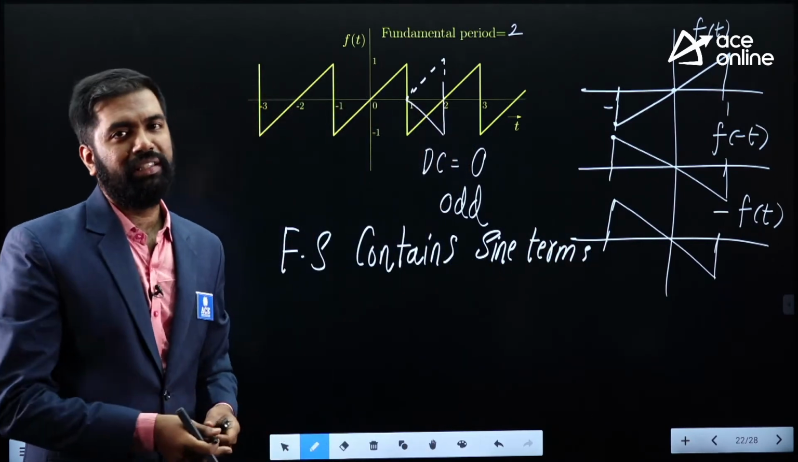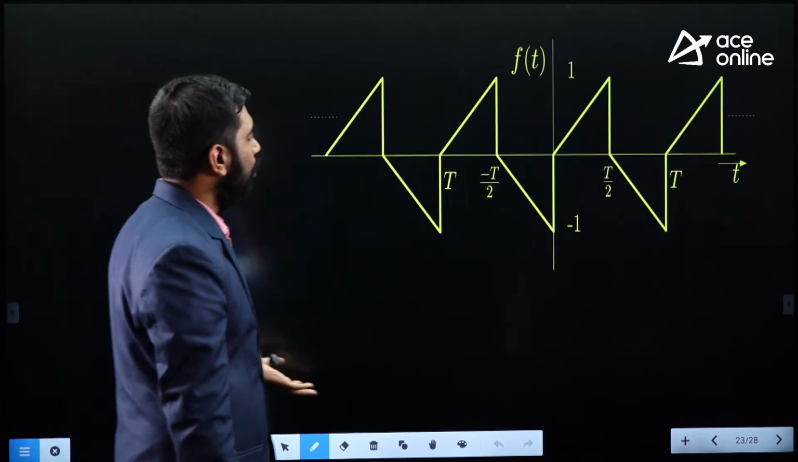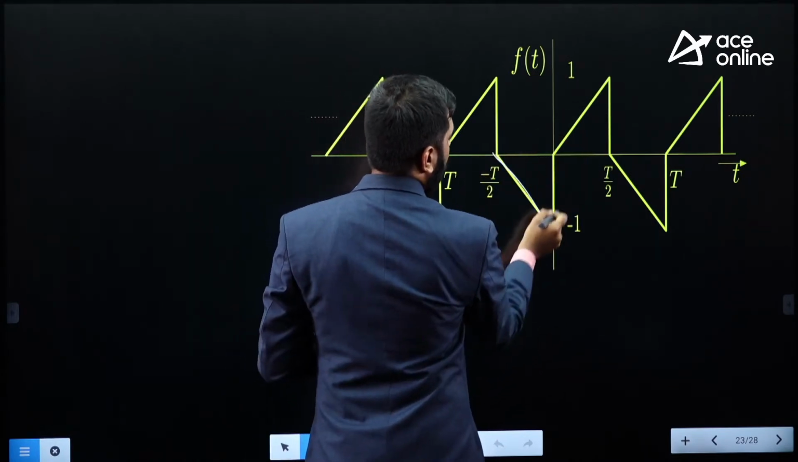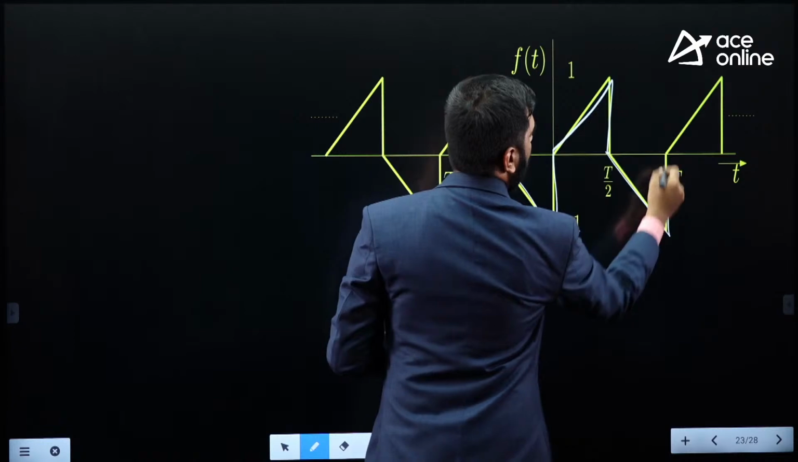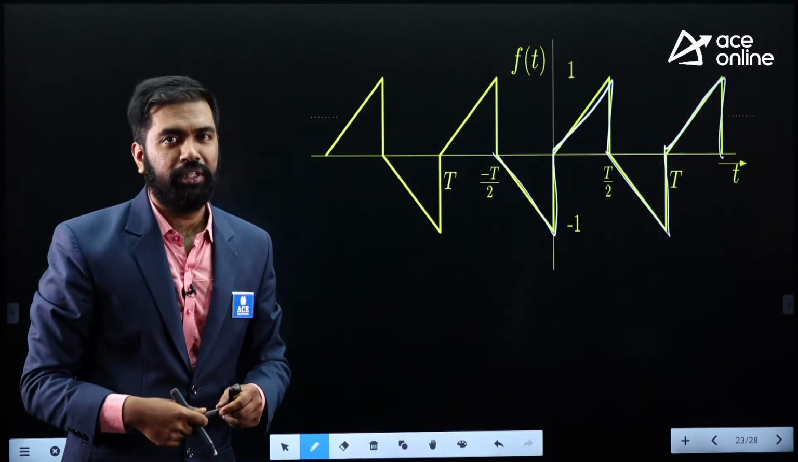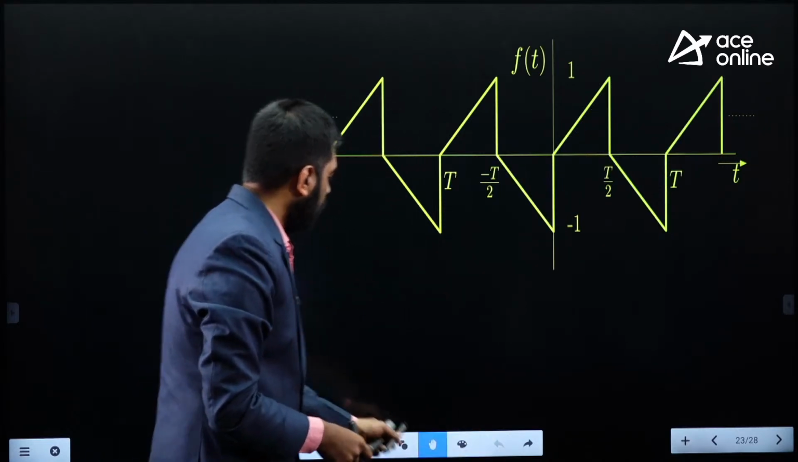Let me take a few more examples. Let me explain these symmetries. Now this is also a periodic signal. Look, this pattern is repeating. Let me check what kind of symmetry is present in this waveform.